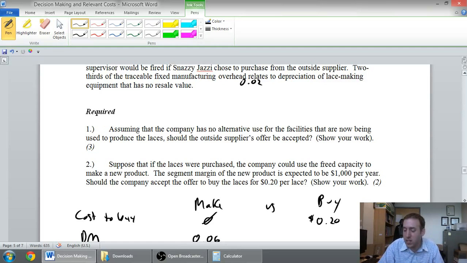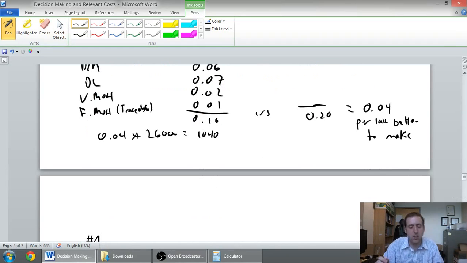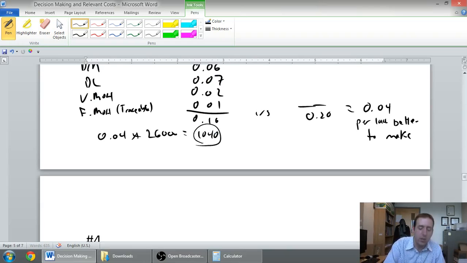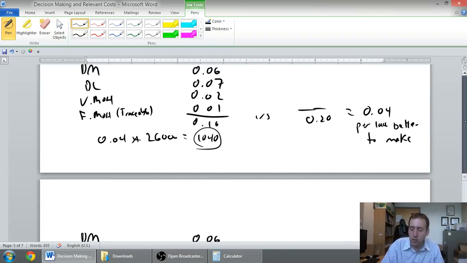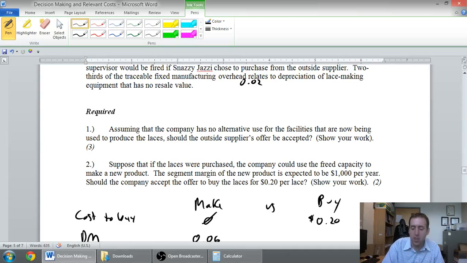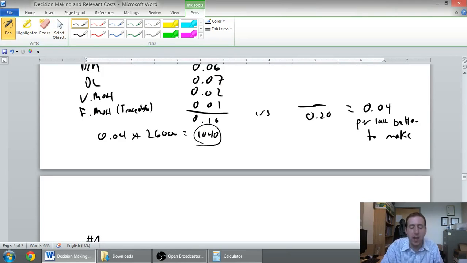Well, this is actually really easy. People can make it really hard, but here's the easy answer. Make is $1,040 better than buy. Now, with this alternative, buy just got $1,000 better, right? $1,000 in segment margin, so it's $1,000 better. So even if buy improves by $1,000, make we save $1,040. So even if I compare the two, I go, okay, make I save $1,040. Buy, it's $1,000 better than I thought. So make is still $40 better, right?